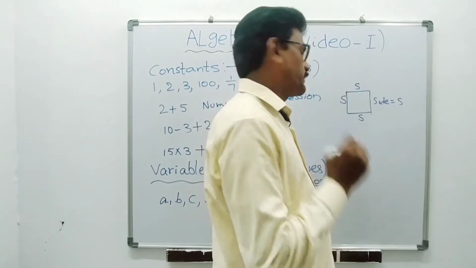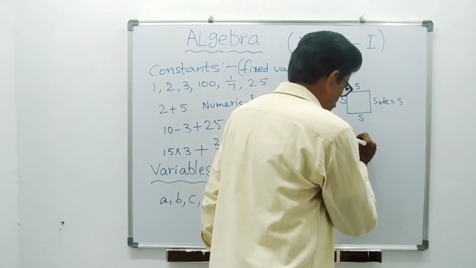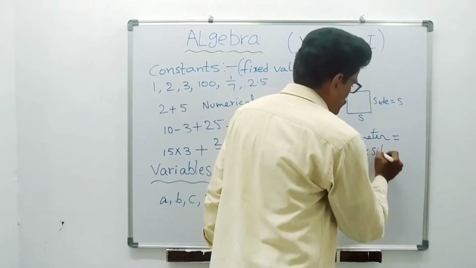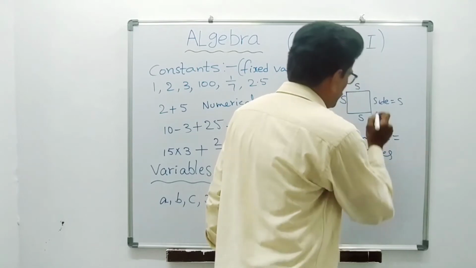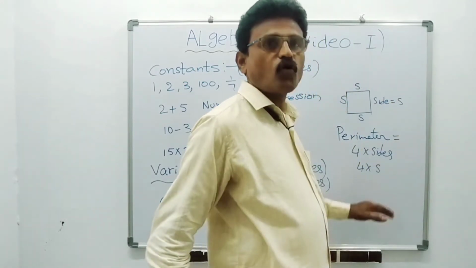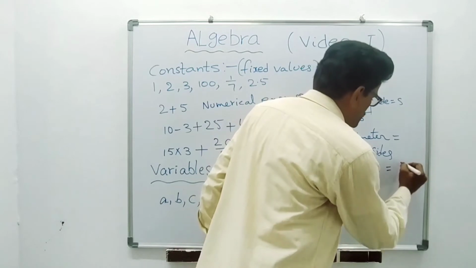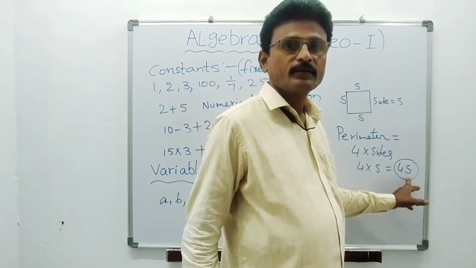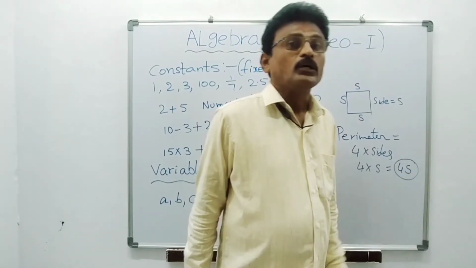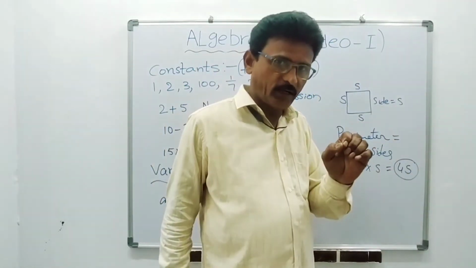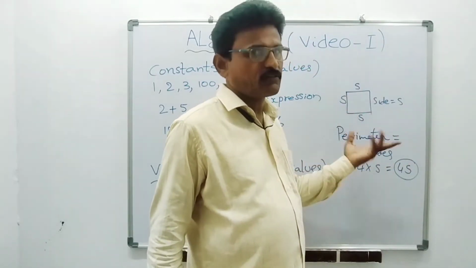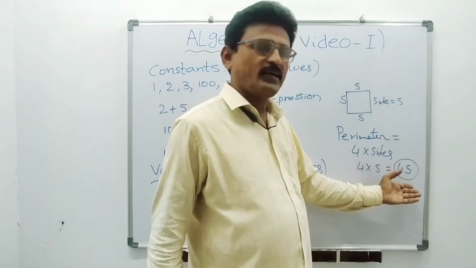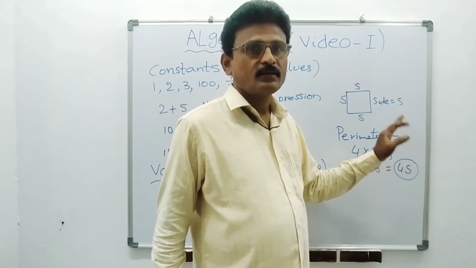We want to find the perimeter. You know the perimeter is 4 sides. 4 into side, that is 4 into S, since side is represented by S. Sometimes we will simply write this as 4S. Okay. See, what is S here? S is the variable. We don't know that value. If anybody gives side equal to 10 centimeters, then 10, 10, 10, 10, like that 40. Here we will get directly 4 into 10 centimeters. This will be the formula of the perimeter of the square.